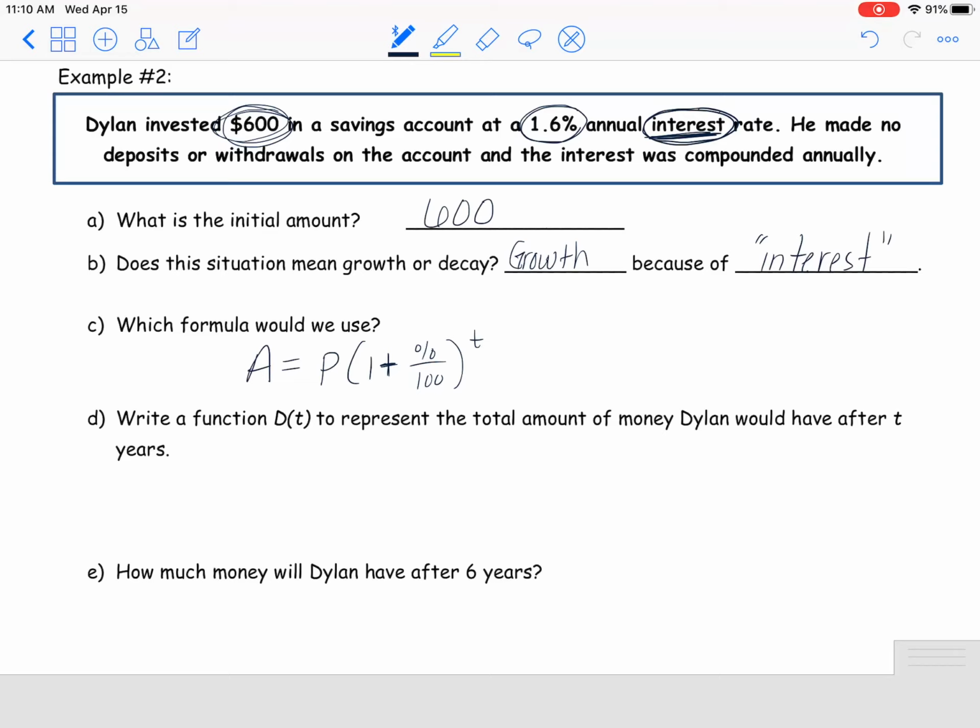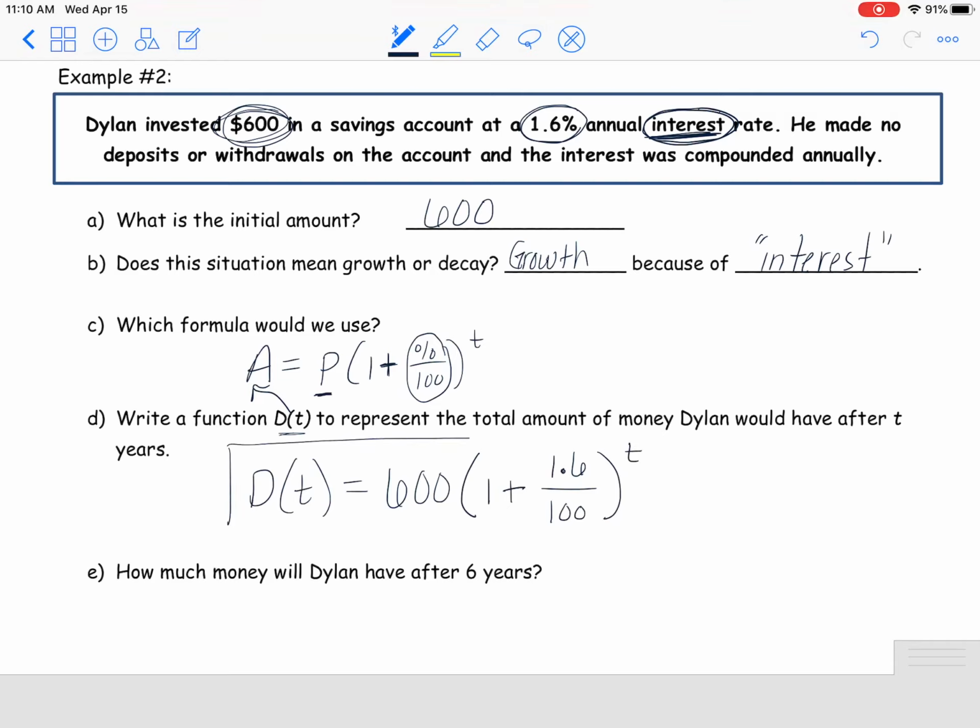Write a function D of t to represent the total amount of money Dylan would have after t years. So D of t just means basically what I'm going to call my A. So D of t equals, now, okay, what's my initial amount? So it'd be 600, 1 plus, so the next part is percent over 100. So my percent is 1.6, it's okay if it's a decimal, over 100, raised to the t. There's my function, or AKA there's my equation. Okay, now you're done.